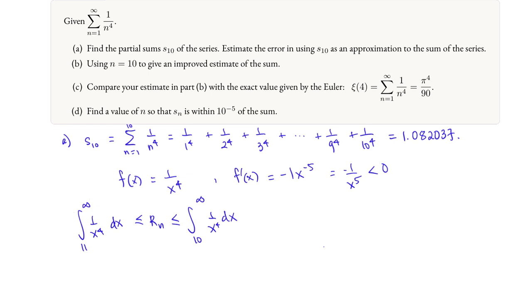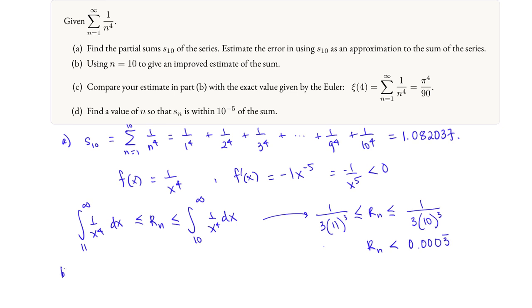Evaluate the two improper integrals. We see that the left integral will give us 1 over 3 times 11 to the third power, and the right improper integral will give us 1 over 3 times 10 to the third power. And the remainder is between the two numbers. And so the remainder is less than 0.0003.